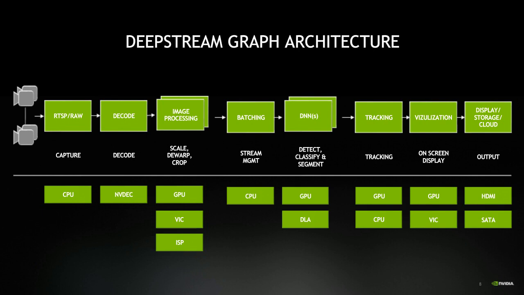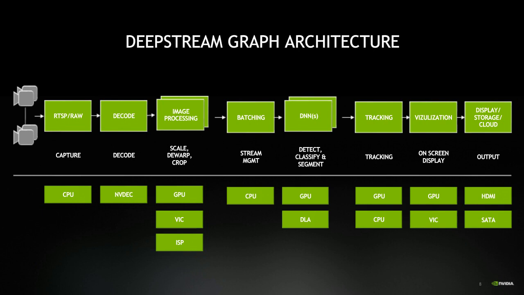This is a typical IVA pipeline constructed with DeepStream plugins. And at the bottom, it shows the underlying hardware that is used by the plugin. The first step is capturing the streaming data. This could be coming from RTSP stream, from a file, or from a USB or a CSI camera. After capturing, the next step is decoding the stream. Decoder plugin uses the NVDEC, the hardware accelerated decode engine on NVIDIA hardware. This is different than the CUDA cores on the GPU.